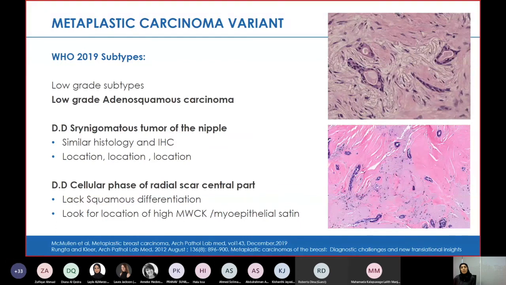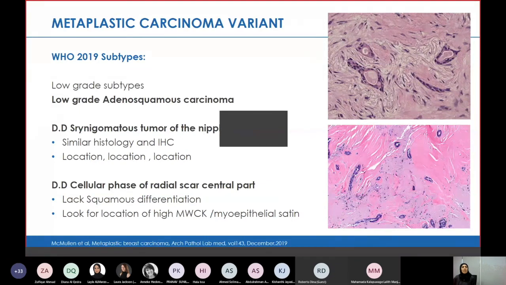The other differential diagnosis for low-grade adenosquamous carcinoma is the cellular phase of radial scar, especially if you are looking at a needle core biopsy. The central part might look like this, but then the stroma will be more sclerotic and densely collagenized. Also, not much squamous differentiation here, and just be careful when you do myoepithelial markers. The location of the myoepithelial marker here will be at the periphery of the duct, while here it will stain maybe the entire duct. It depends on the squamous differentiation.